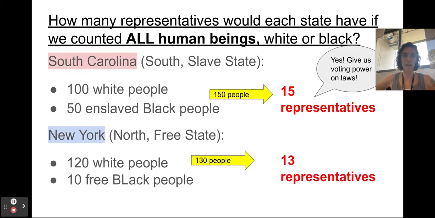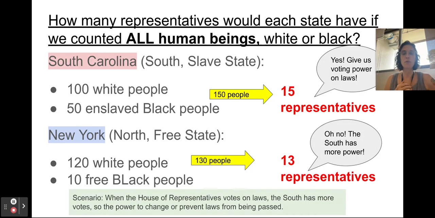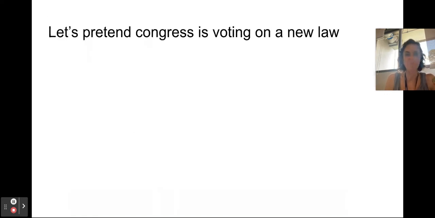So here's the scenario. The South says yes, they have greater voting power on laws. They get 15 votes. And the North says, oh no, the South has more voting power. So if we think about a scenario, let's say the House of Representatives is voting on a law. The South has more votes, so they have the power to change or prevent laws from being passed. More representatives, more votes. More votes means you can decide the outcome of voting on laws.